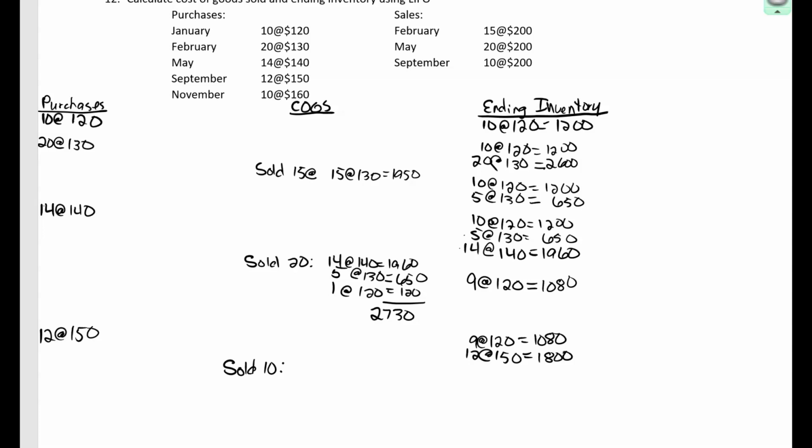Okay, this time we sold 10. What 10 did we sell? We're going to sell the newest ones first, so all of them are the ones that we just purchased at 150. So 10 at 150. In ending inventory, we will have the 9 at 120 and only 2 of the ones at 150 because 10 of them we sold.